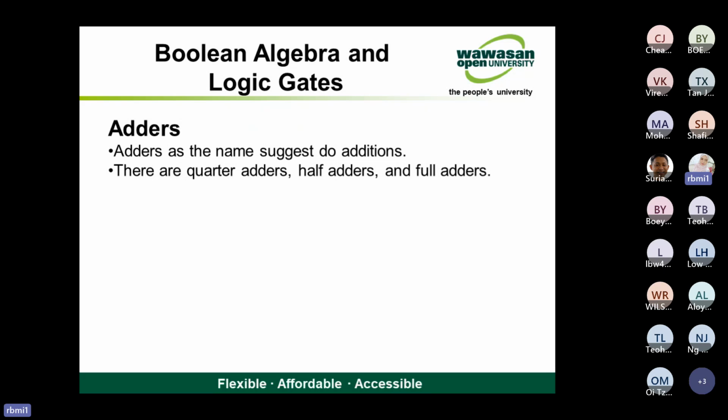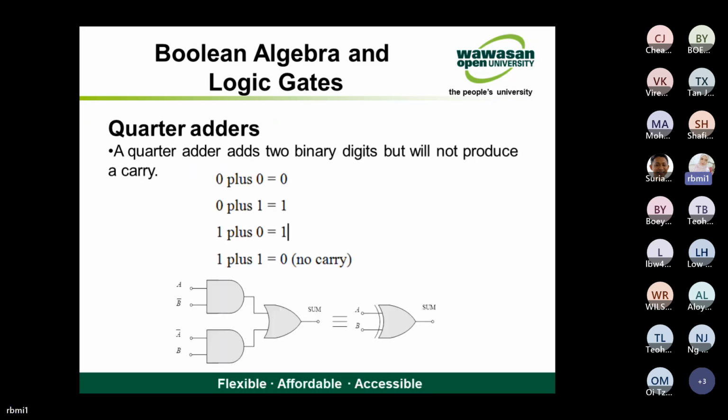Now, what are adders? As the name suggests, they do additions. We have quarter adders, half adders, and also full adders. All the adders are logic gates that take binary inputs which represent some numbers' values, and then put them together to obtain a summation. They are classified according to their ability to accept and combine the digits. This is the quarter adder.